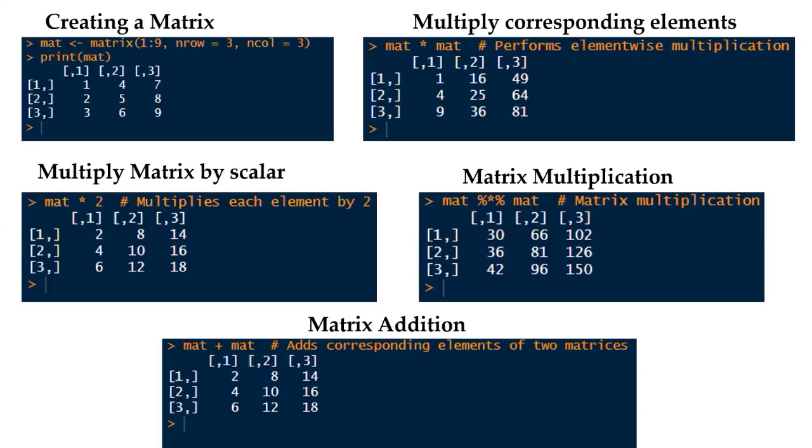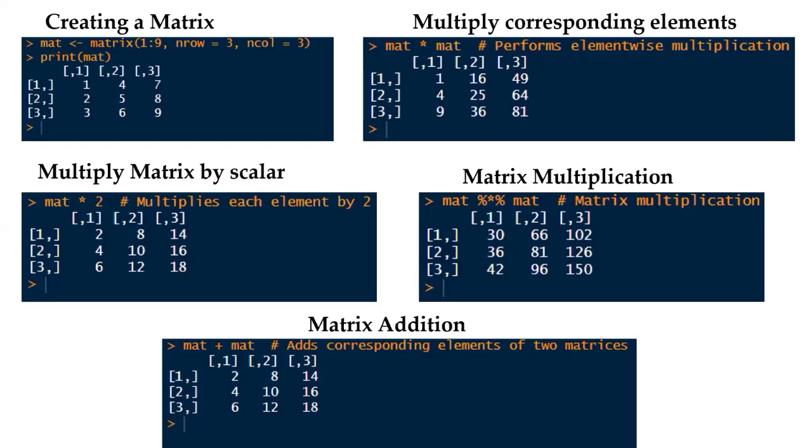And then multiply a matrix by a scalar. So here I am multiplying the matrix by 2. You see that it is multiplying each element by 2. So 1 by 2 is giving me 2. 4 by 2 is giving me 8. 7 by 2 is giving me 14. 9 by 2 is giving me 18. So you can see that each element is being multiplied by 2.